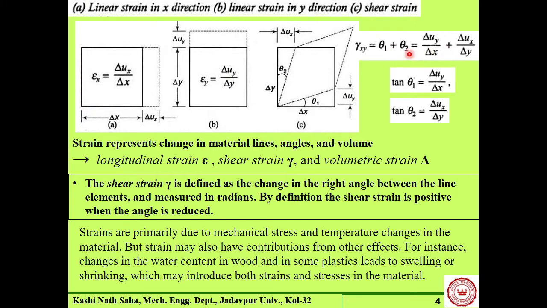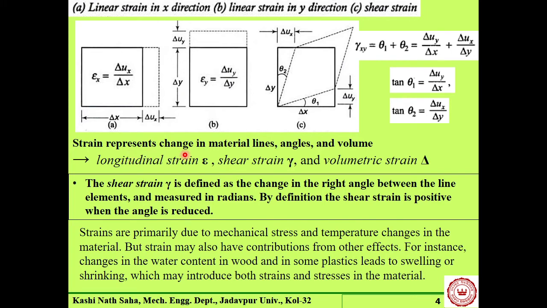Whatever, so that you understand how it is coming like this. This theta 1 is equal to tan theta 1, and tan theta 1 is del uy by del x. Theta 1 plus theta 2 is our gamma xy in totality, but afterwards we may represent this as half of gamma xy plus half of gamma yx as well.